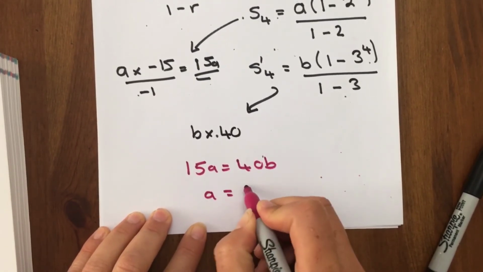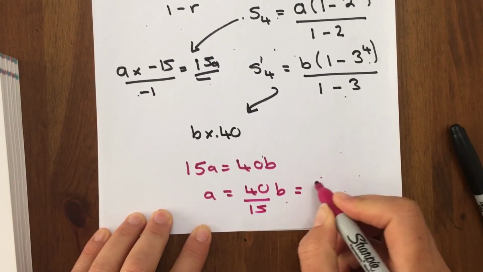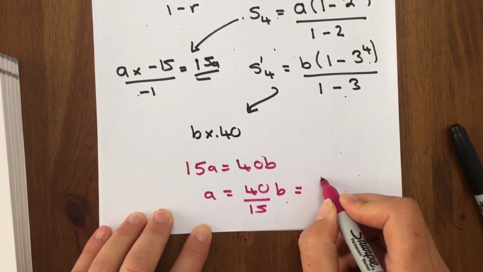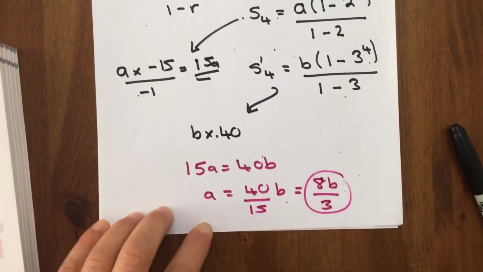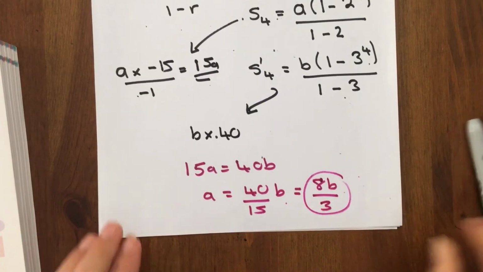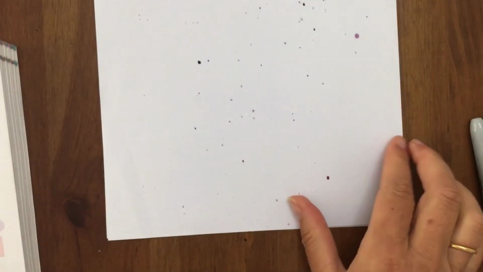I want to find A. So I get this. Divide top and bottom by 5, and I get what I want. Okay, another lovely question. Well done if you got that right. Okay, and one last question.